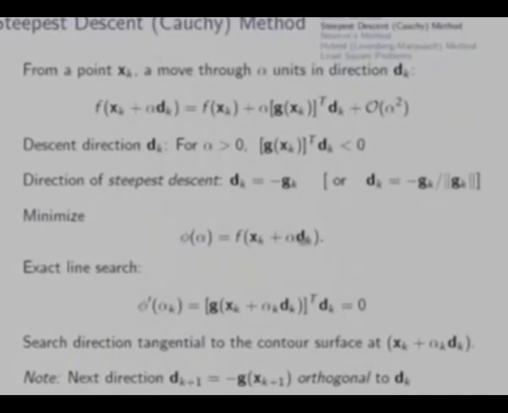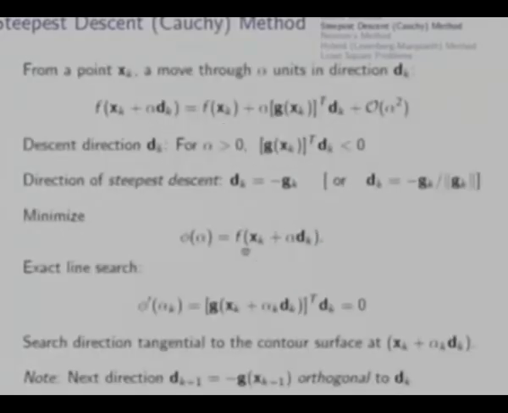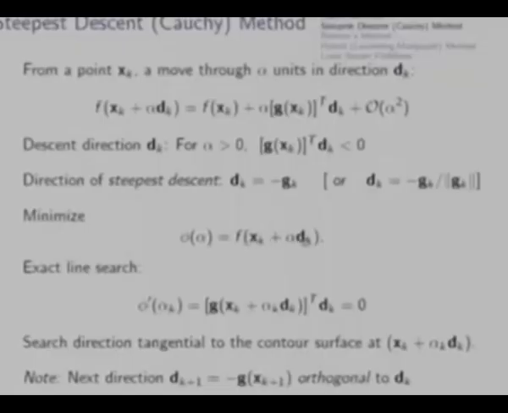So, after the decision of the direction dk has been made, this problem is a single variable problem, because we are trying to find out how far, what is the distance alpha that we have to move. So, f of xk plus alpha dk we want to minimize with respect to alpha. So, this function phi of alpha is a single variable function.